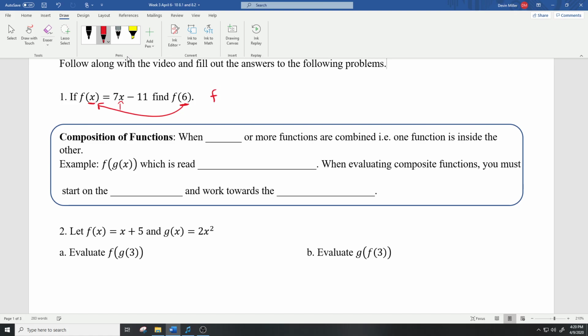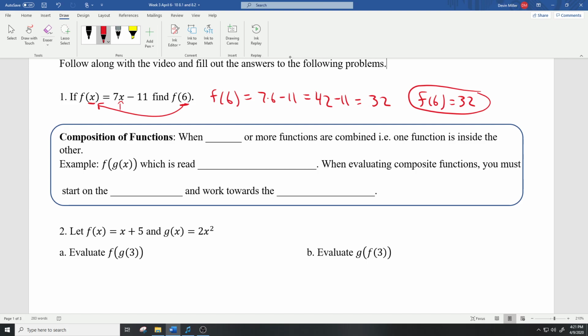So you should be familiar with this. So f of 6 equals 7 times 6 minus 11. And then you just evaluate it. So 7 times 6 is 42 minus 11. So that gives you 32. So as a final answer, you could say f of 6 is equal to 32. That should be nothing new. You should all be familiar with that from chapters ago, and even probably from Algebra 1.